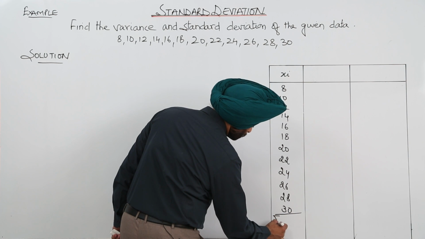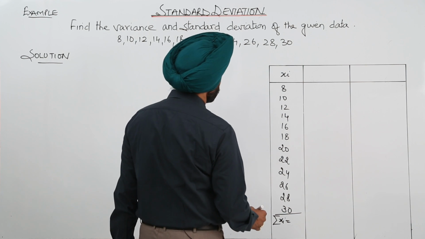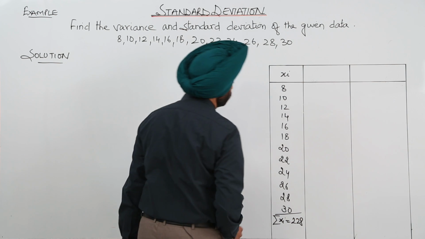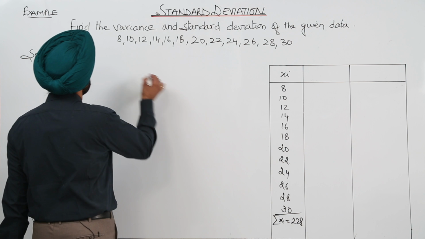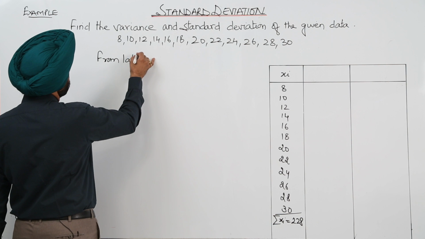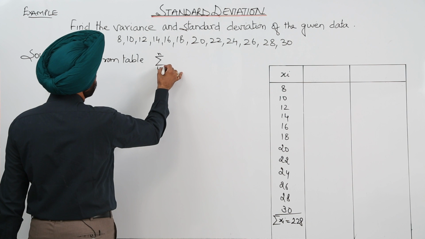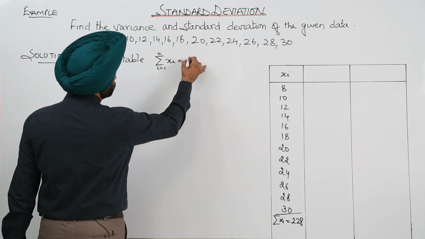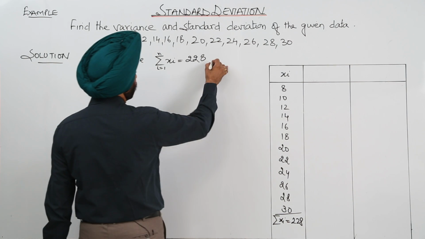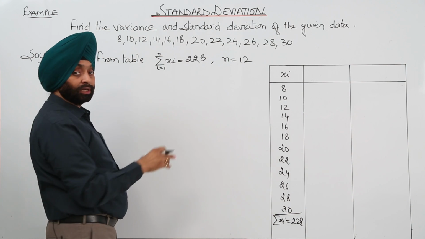Now, summation for xi is equal to, now on adding we will be getting 2 to 8. Okay. Now, from table, summation for xi is equal to 2 to 8. N is equal to 12. Total number of terms, these are 12.